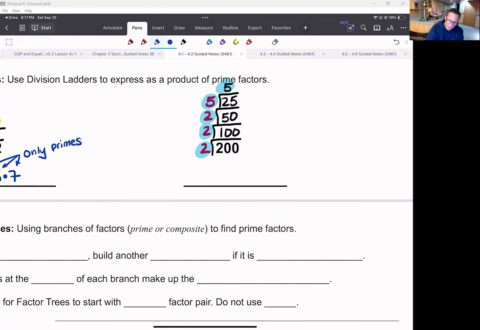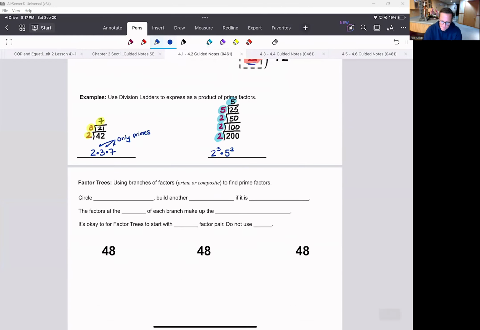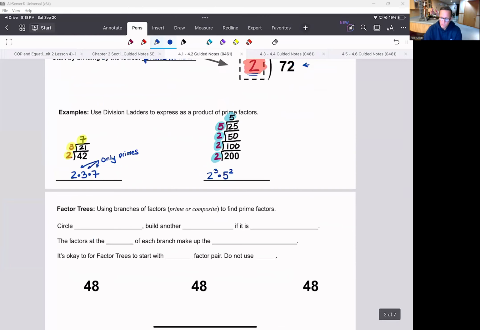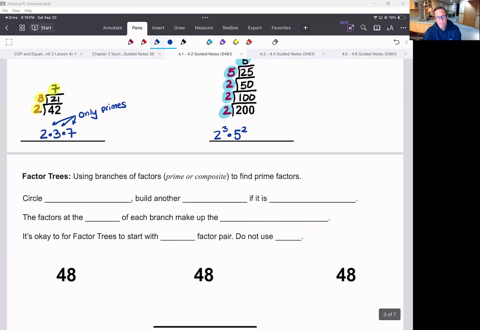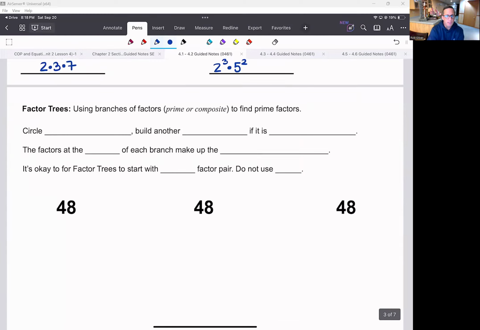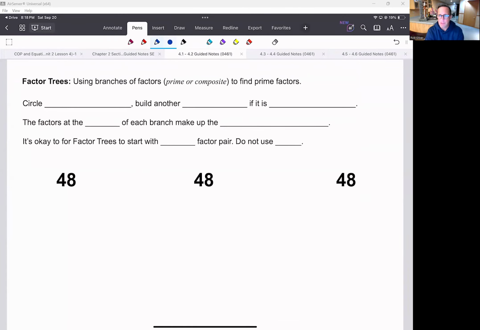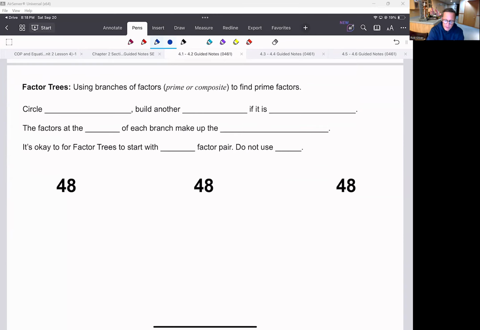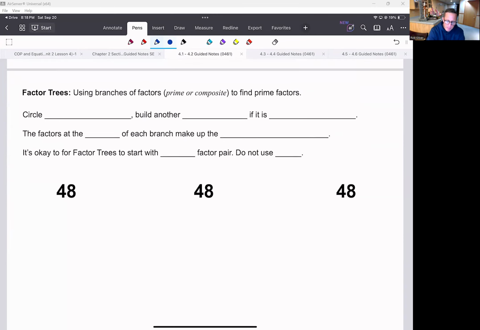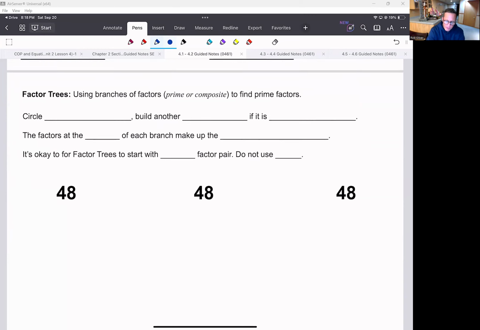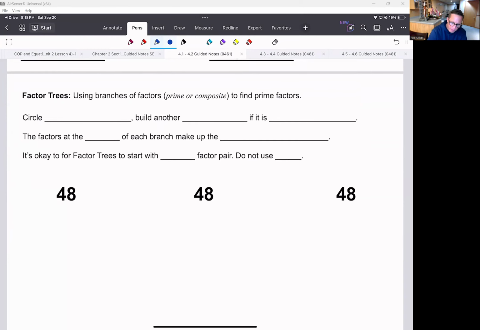All right, so I'm going to write it in exponent form, 2 to the third power times 5 squared. So those are division ladders, all right? Factor trees kind of look like family trees. So you use branches of factors, prime or composite, to find prime factors. All right, so circle prime. When you do this, I'll kind of demonstrate this, but circle prime numbers.